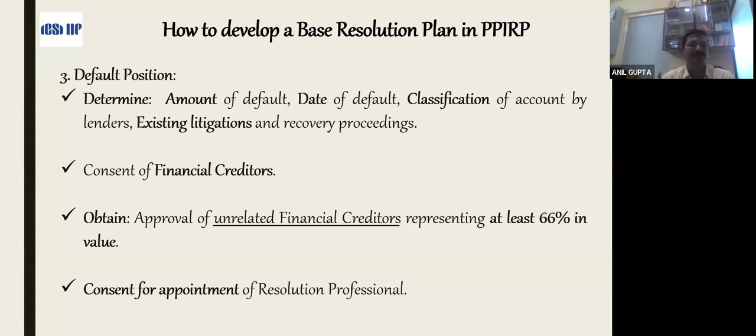Because of that segment, a separate product is developed by the Insolvency and Bankruptcy Board of India, that is PPIRP. Obtain approval of the unrelated financial creditors. Not related, even in CIRP also. Unrelated financial creditors in the committee of creditors, representing at least 60% in value. Consent for appointment of resolution professional. The resolution professional's consent is also required. Then only the resolution professional will start the process.